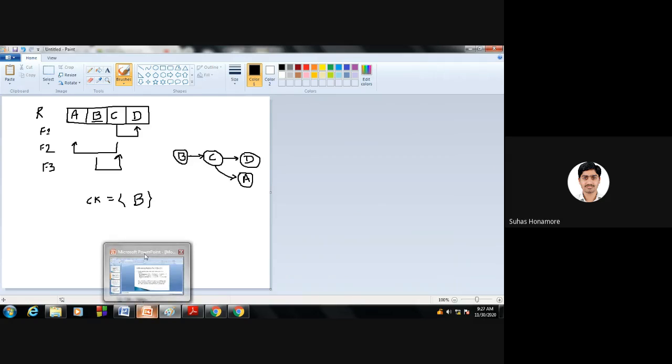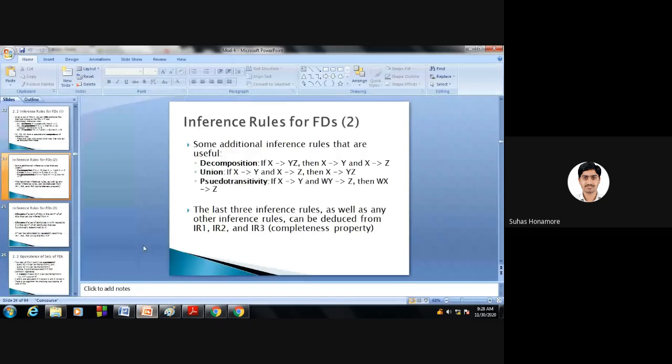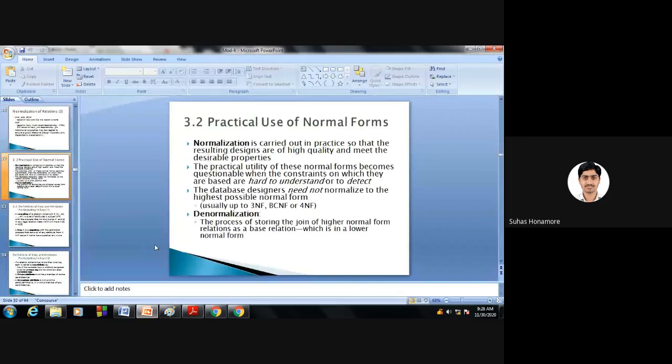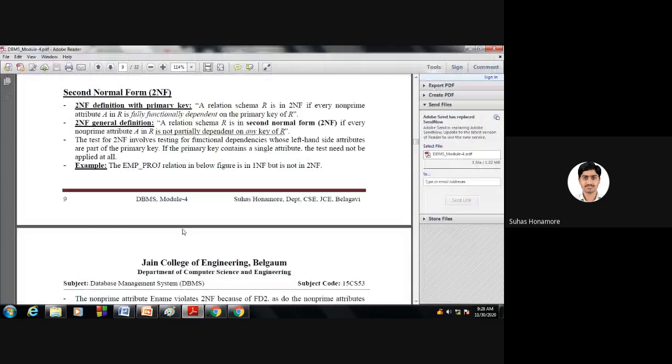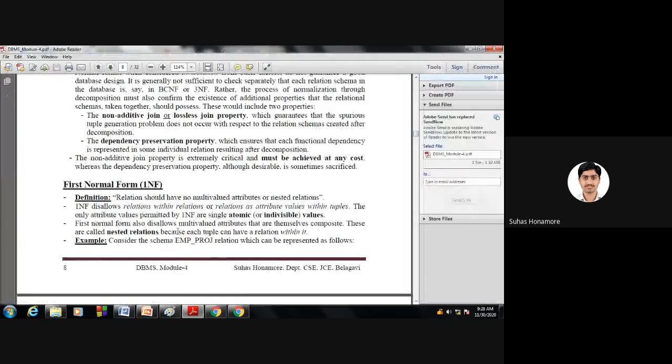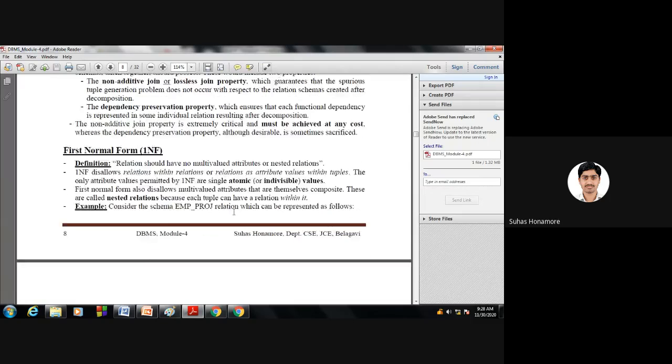So what is 1NF? Multiple attributes are not allowed. So here we'll go for the definitions. Normally multi-valued attributes are not allowed, so that is the 1NF definition. Within one relation, one more relation should not be there. That kind of thing should not be allowed.